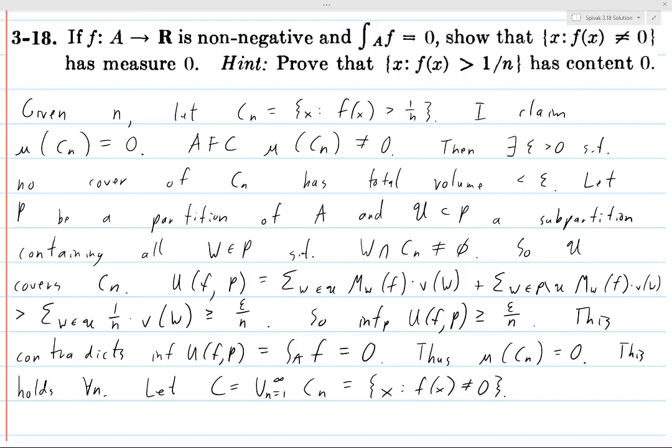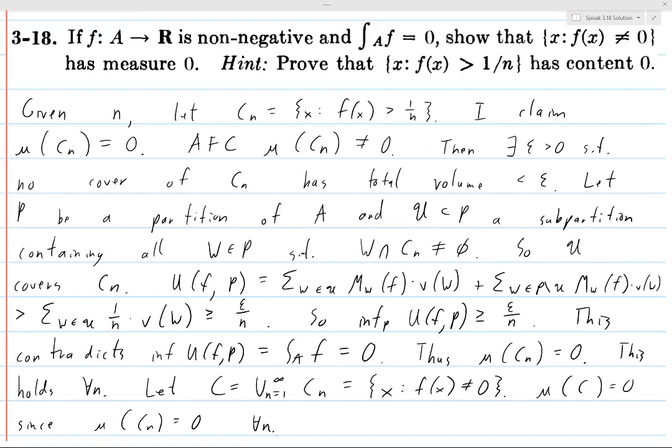Okay. Now what we want to show is that this has measure 0. That's straightforward now, because the measure of C is 0 since the measure of Cn equals 0 for all n. And so that means that C is a countable union of sets of measure 0. And one of the theorems from the previous section is that a union of sets of measure 0 has measure 0. And so therefore C, the set of points where f is non-zero, has measure 0.